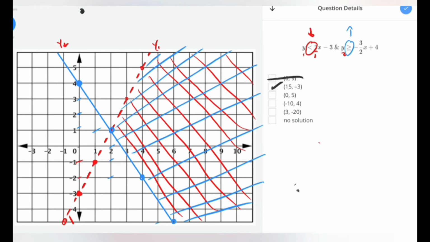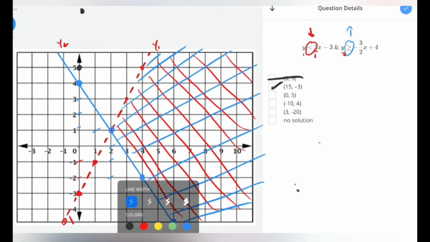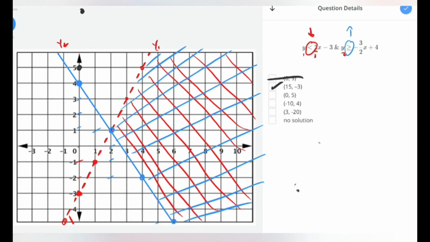Okay. 0, 5 is right here. Let me use a different color. That's not the answer. It's outside the 2 shaded areas. All right. Negative 10, 4. Negative 10, 4 is somewhere over here. That's not the answer. Okay. 3, negative 20 is somewhere down here. That's not the answer.